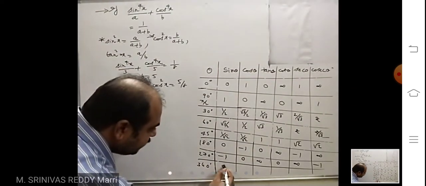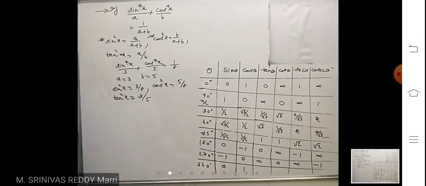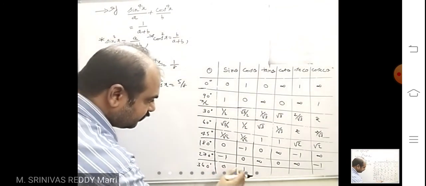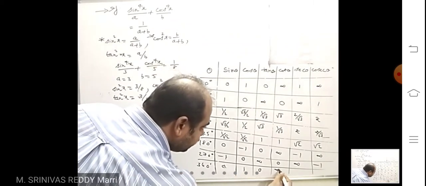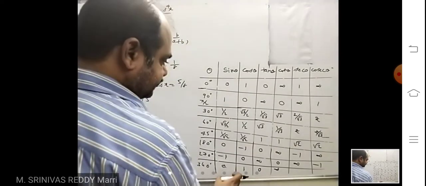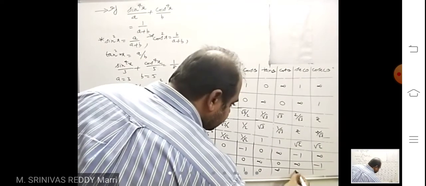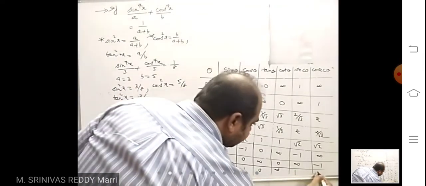Sine 360 degree is 0. Cos 360 degree is 1. Now tan means 0 divided by 1, 0. Cot means 1 divided by 0, infinity. So then secant means 1 by cos, that is 1. Cosecant means 1 by sine, infinity.